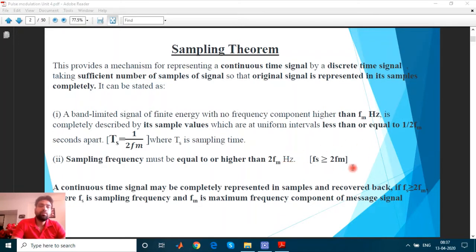So this is a very important theorem. It is also called the Nyquist criteria. So the sampling theorem is fs is greater than or equal to twice of fm. या तो बराबर होगी क्रिटिकल के लिए या उससे ज़्यादा होनी चाहिए. Continuous time signal may be completely represented in samples and recovered back if fs is greater than or equal to twice of fm, and fs is sampling frequency and fm is the maximum frequency component of the message signal.